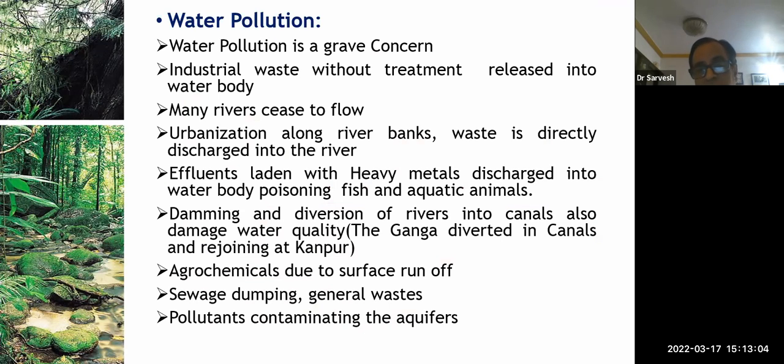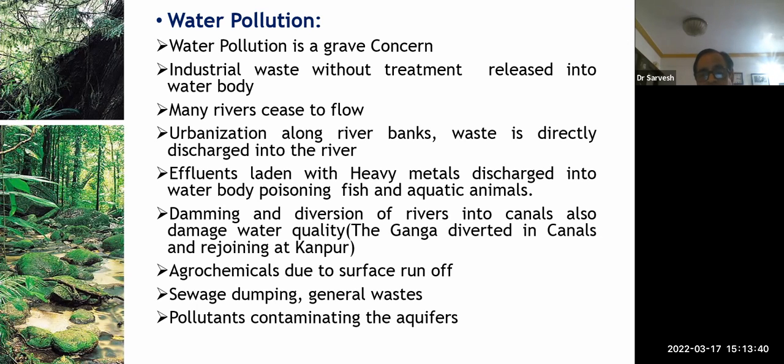Now, water is another critical resource that has really suffered. It is a great casualty, in fact, because pollution has become a grave concern in the aquatic bodies. Industrial wastes were dumped without any treatment. Many rivers ceased to flow. Since urbanization was along the rivers and waste was dumped directly into the river without treatment, these effluents were laden with heavy metals and were discharged. They were quite injurious to the health of the fish and aquatic animals.